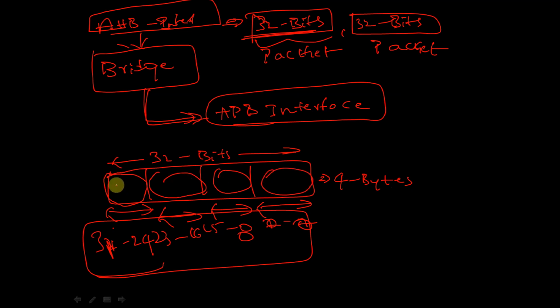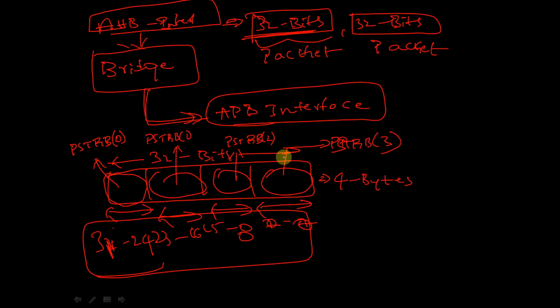So for this first byte, we have a strobe signal PSTRB[0]. This is the first byte, and here we have PSTRB[1], and here we have PSTRB[2], and we have here PSTRB[3]. So in total we have 4 strobe signals in the case of 32 bit data. So here we have 4 strobe signals.